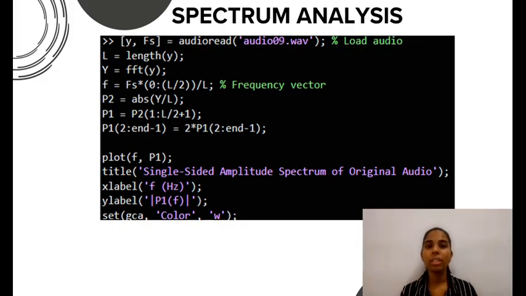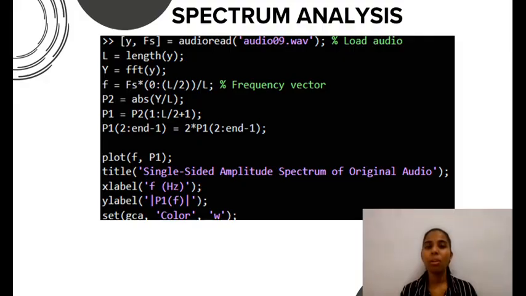This slide shows the frequency spectrum analysis of an audio signal using MATLAB. The audio file audio 09 is first loaded and the sampling frequency is obtained. The fast Fourier transform, or FFT, is then applied to convert the signal from the time domain into the frequency domain. A frequency vector is then created based on the sampling, and the FFT is normalized to ensure correct amplitude scaling. Only the single-sided spectrum is plotted since it represents the physically meaningful positive frequencies.